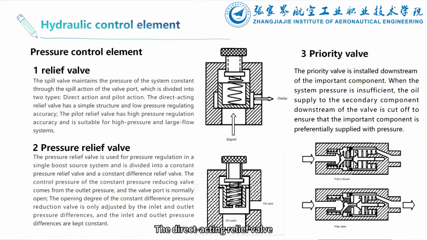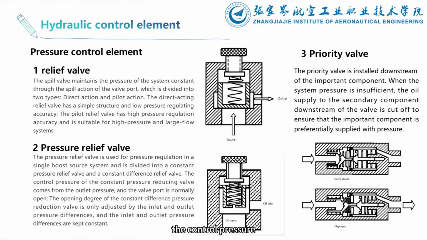The direct acting relief valve has a simple structure and low pressure regulating accuracy. The pilot relief valve has high pressure regulation accuracy and is suitable for high pressure and large flow systems. The pressure reducing valve is used for pressure regulation in a single boost source system and is divided into a constant pressure reducing valve and a constant difference reducing valve.